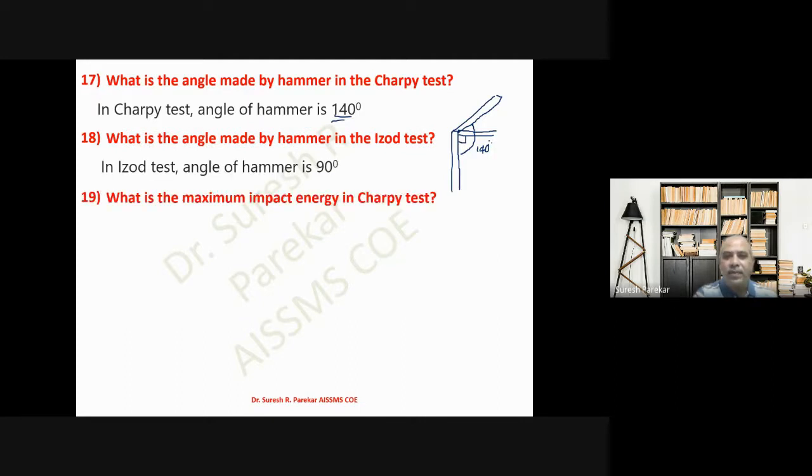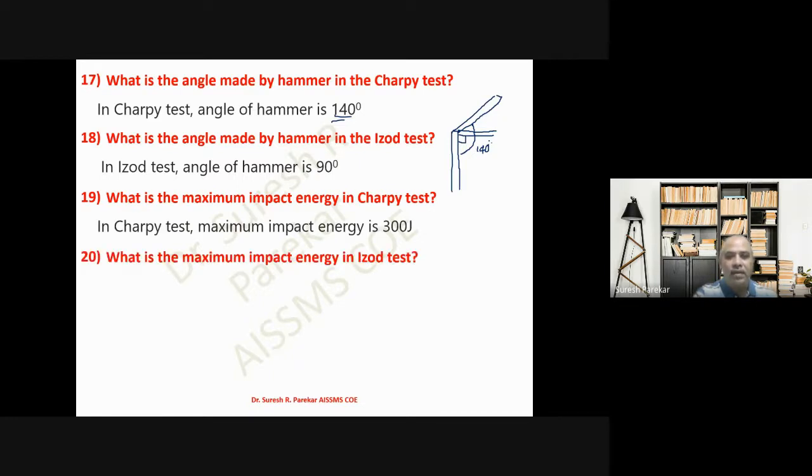What is the maximum impact energy in the Charpy test? That is 300 joule, and in Izod we have 170 joule. The least count for this is 2 joule. Least count means the value of the scale between the two lines, that we are going to get as 2 joules.